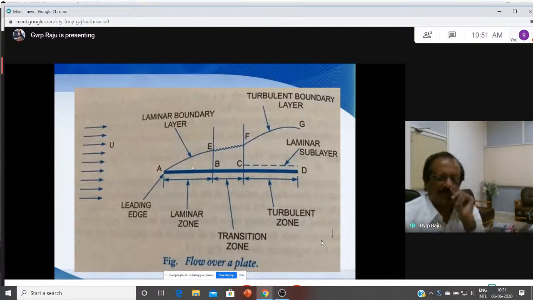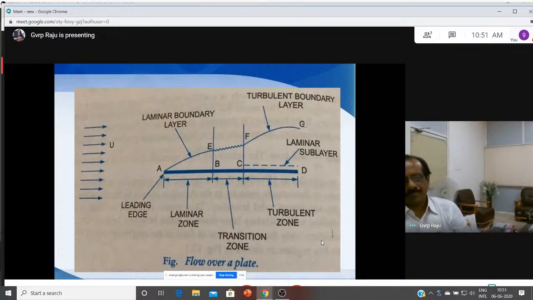Laminar boundary layer means, as you know, the flow is smooth, stable, regular, and there is no mixing of fluid particles when considering the flow here. And this is a transition zone wherein the flow changes from laminar to turbulent. So this is the laminar zone. Once the transition zone is completed, then we go to the turbulent boundary layer.